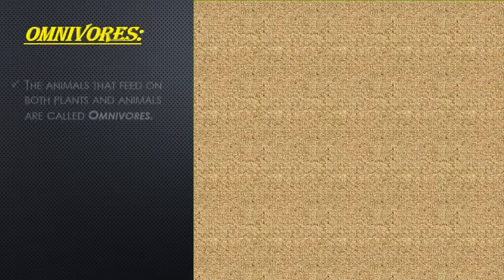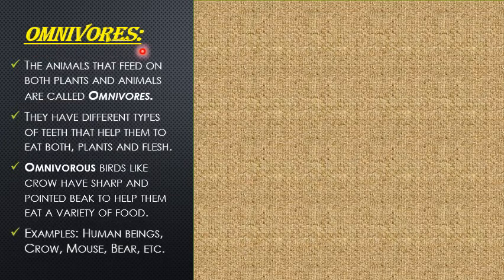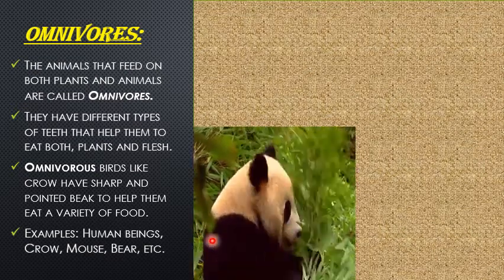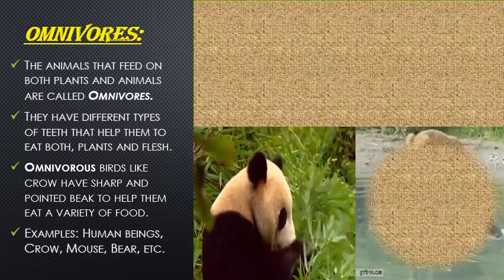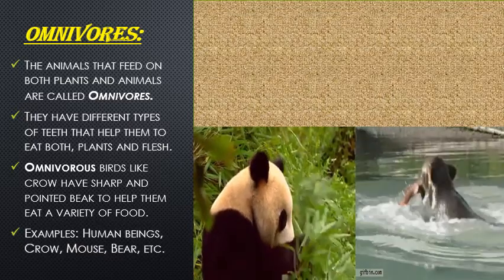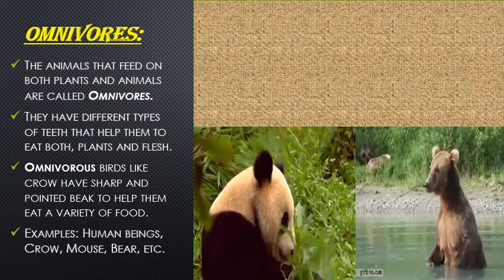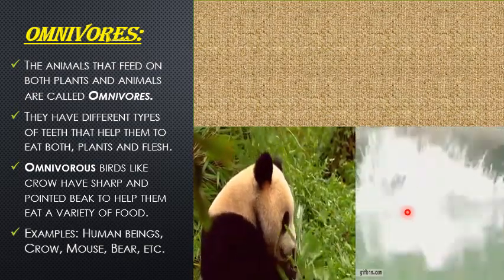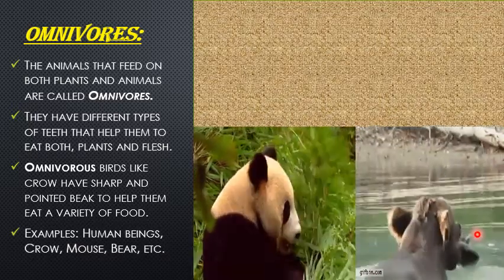Here comes the last type of animals according to the feeding mode, and that is omnivores or omnivorous animals. The animals that feed on both plants and animals are called omnivores. Here you can see that a bear is eating the leaves of a plant, and here another bear is hunting a fish. These both are bears, but one is eating plants, another is hunting its prey and getting its food in the form of meat or flesh.